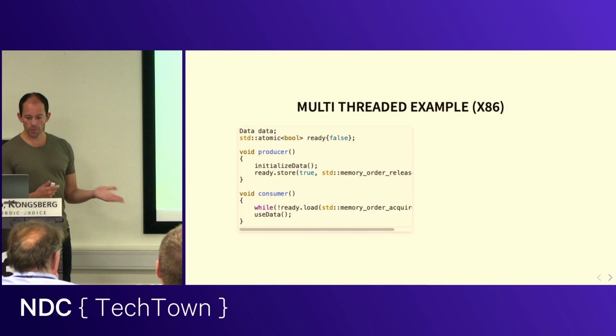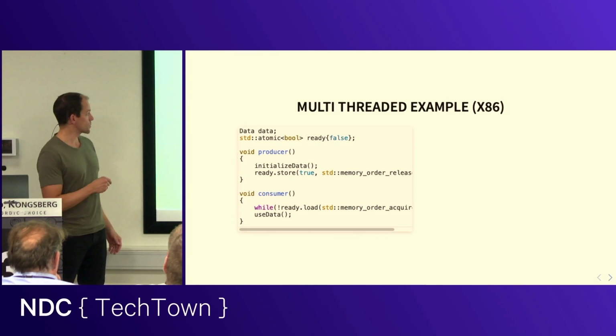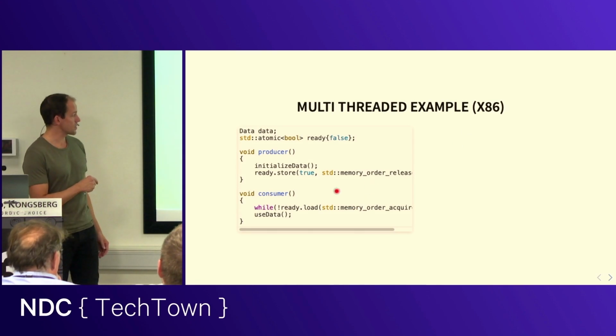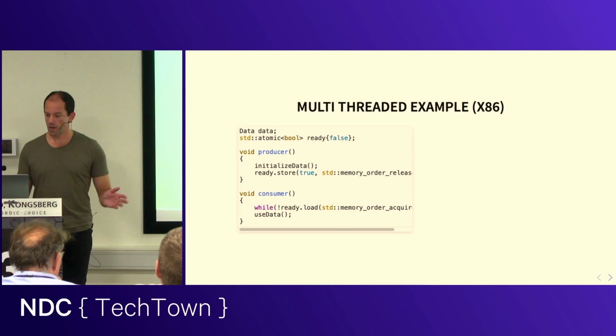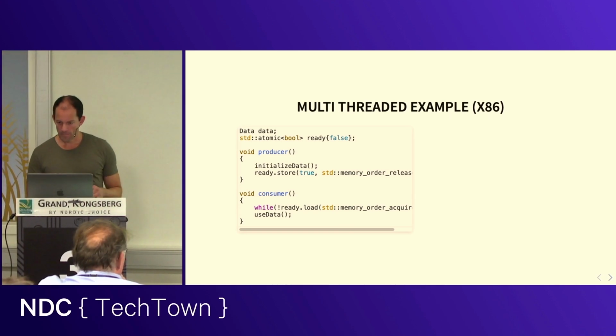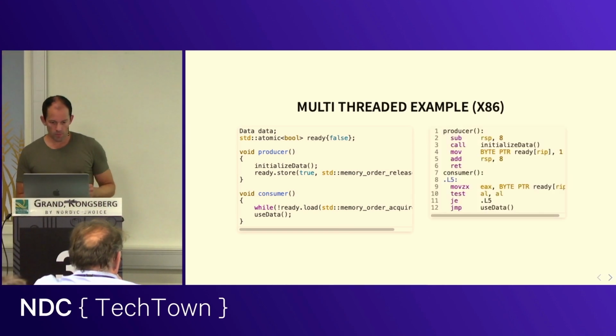So here's the way I would actually fix it. I would use store with memory order release and load with memory order acquire, because now as soon as this load observes the store, there's a happens before. So then everything is ordered and there's no data race.